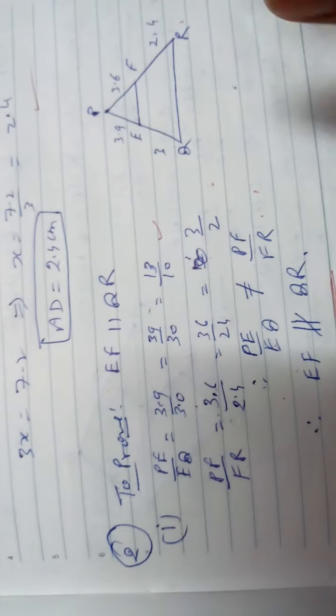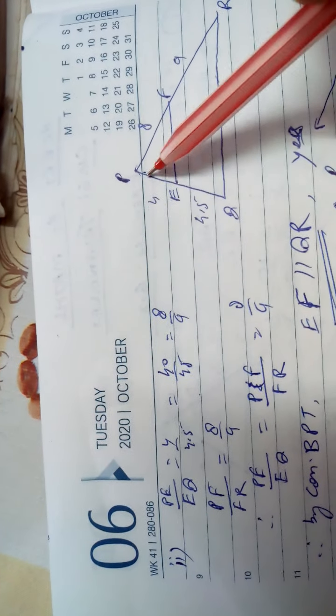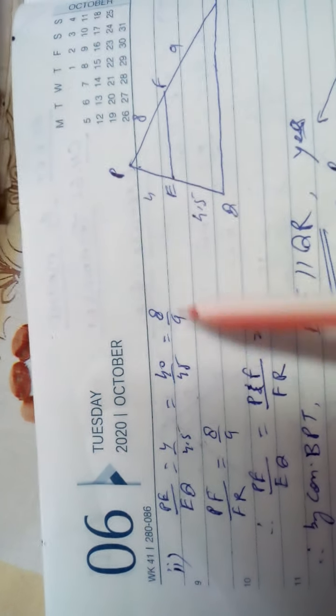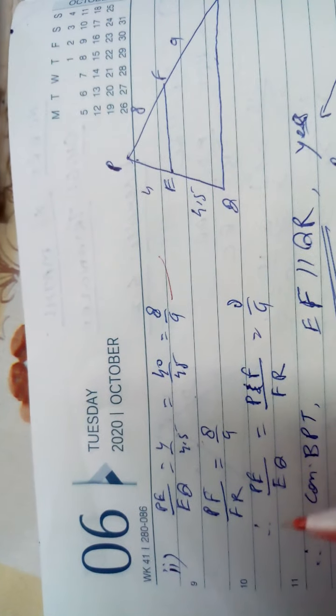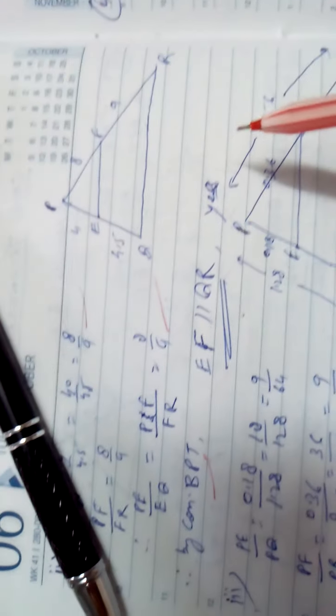In the second part, same question, same names, only the values are different. In the second part again you draw a figure PQR. PE is given, EQ is given, PF is given, FR is given. I have written the values according to the given condition. PE upon EQ is 4 upon 4.5, 40 upon 45, 8 upon 9. PF upon FR, 8 upon 9. Both are equal. So by converse of BPT, EF is parallel to what? QR.